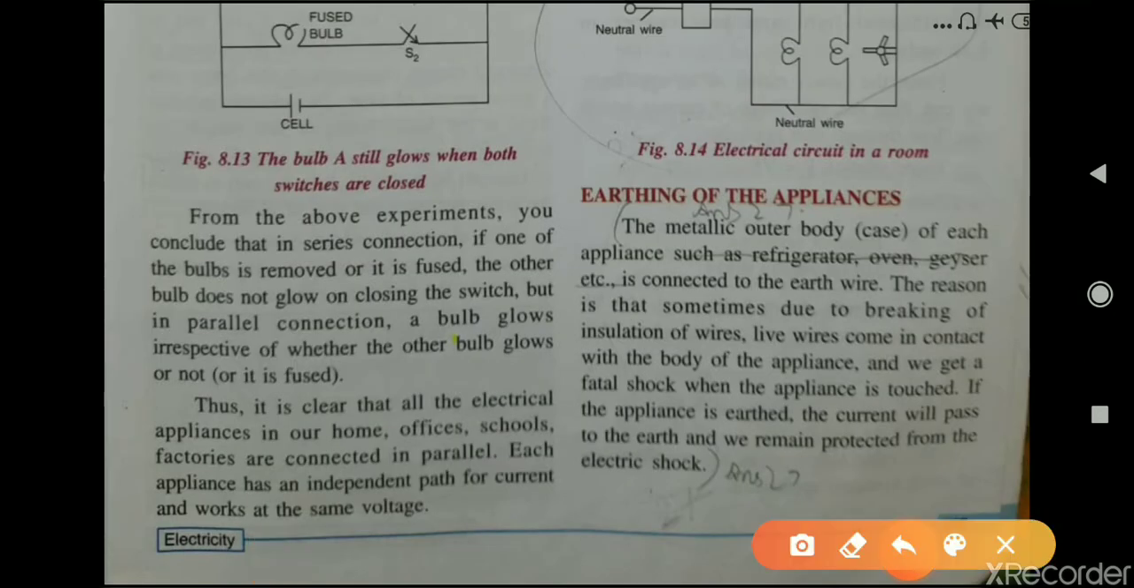Thus, it is clear that all the electrical appliances in our homes, offices, schools and factories are connected in parallel. Each appliance has an independent path for current and works at the same voltage.